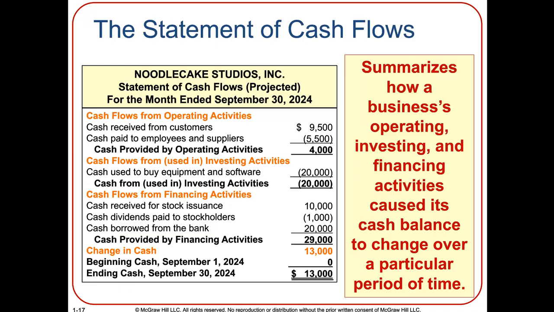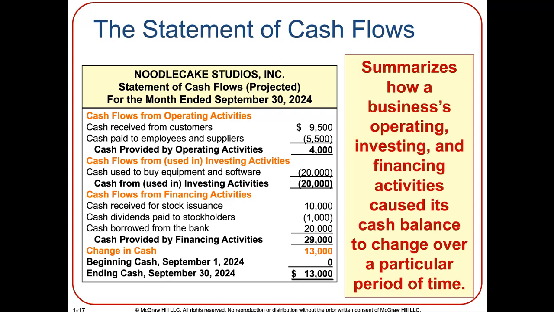Okay, all right. So there's the operations. We collected $9,500 of revenues and we paid out $5,500 in expenses. Okay. So in this particular case, we've got a net cash increase of $4,000 on operating activities.